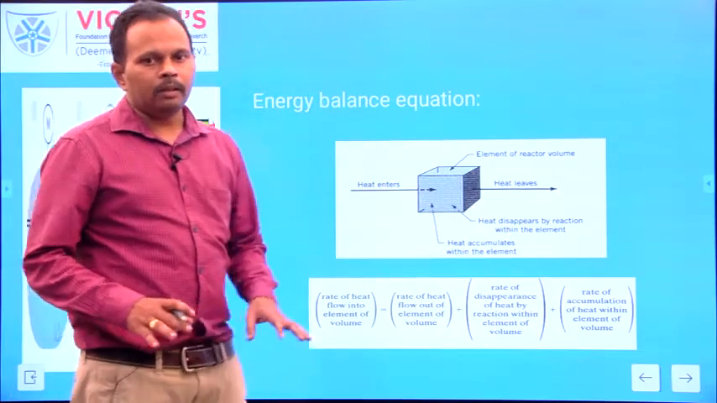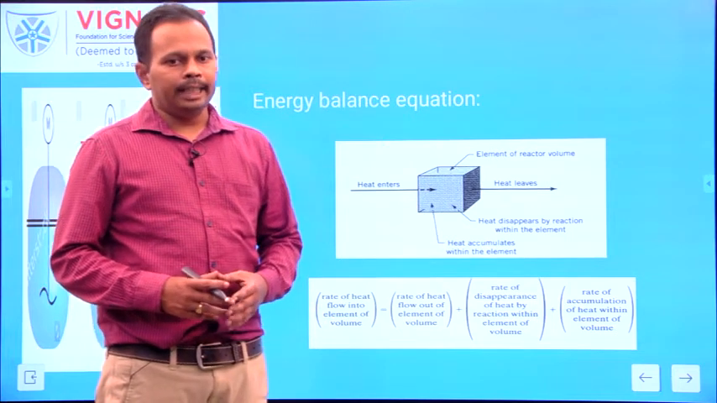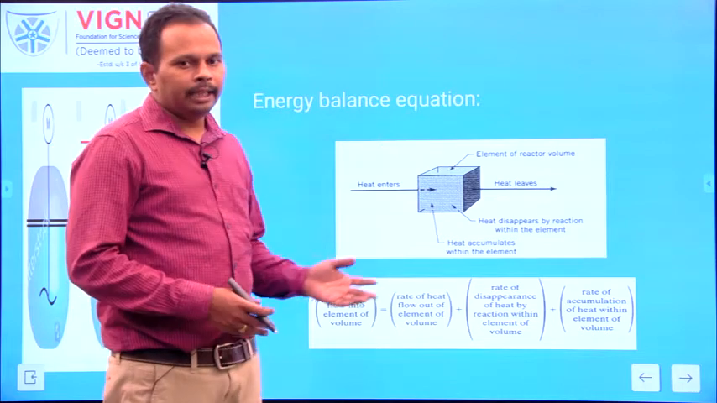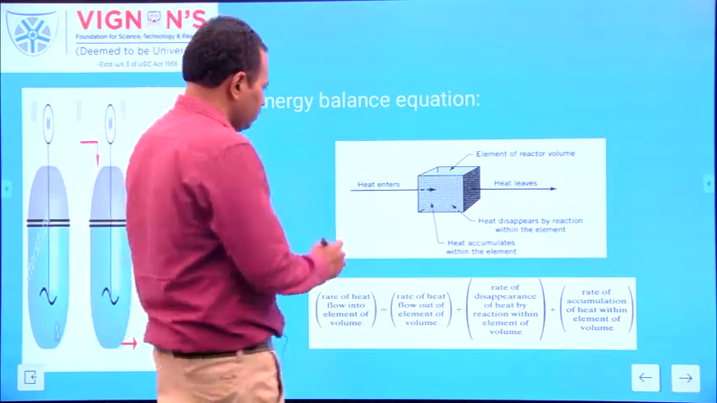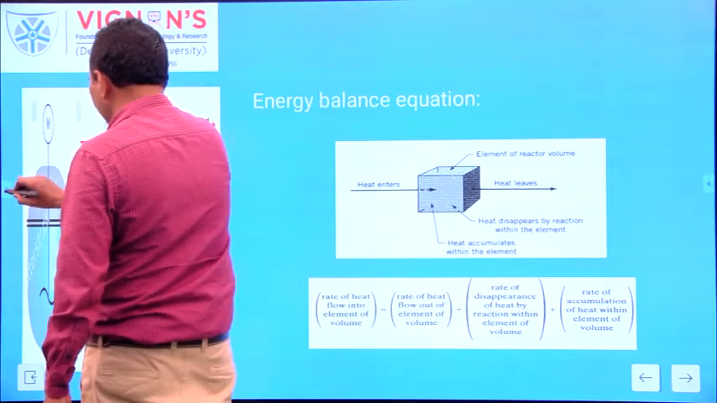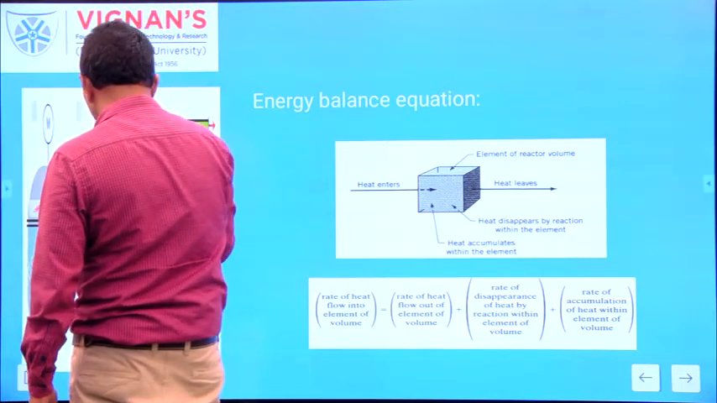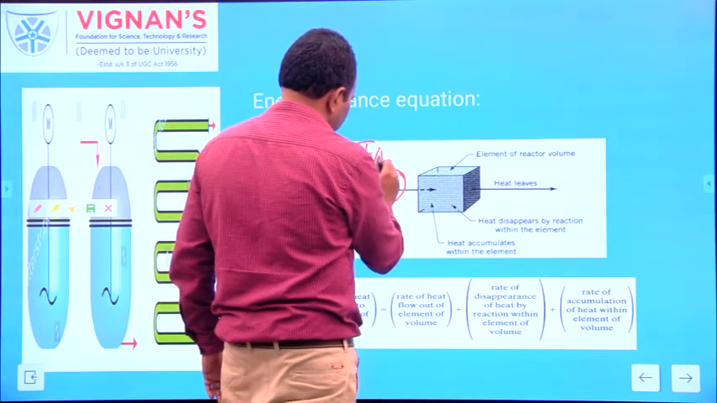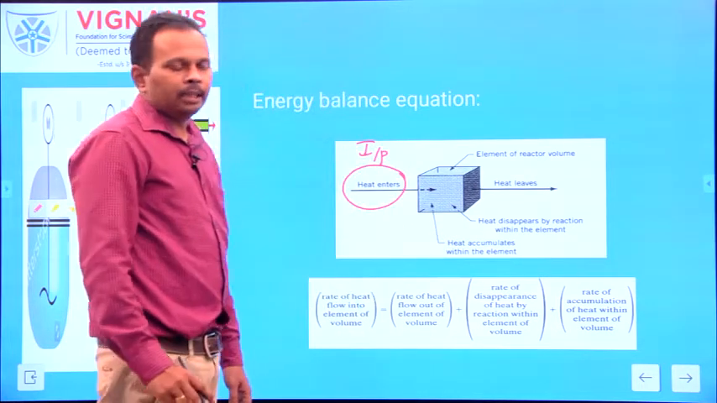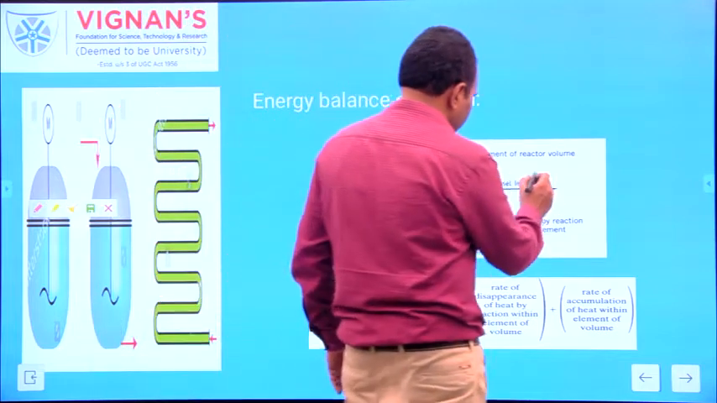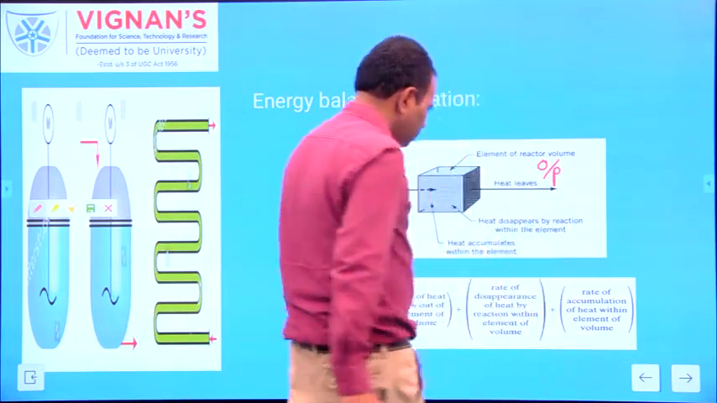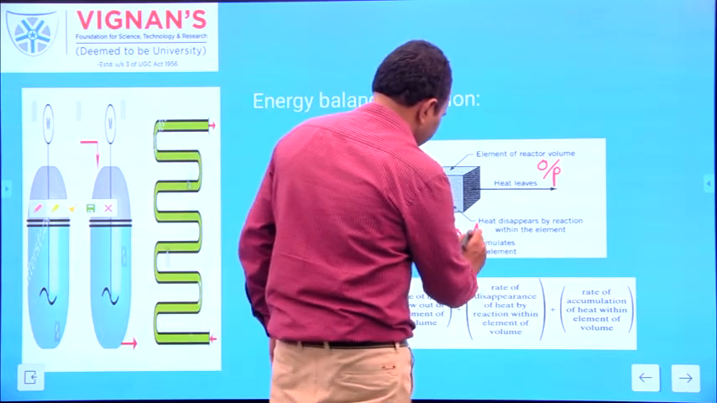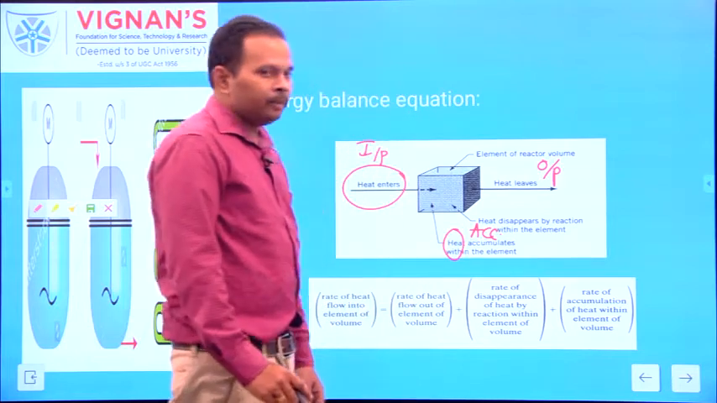So here this is also a cubical volume taken from the reactor volume. Whenever the temperature is not uniform within the reactor, we apply the energy balance equation. Here also the heat enters into the reaction, similar to the mass balance. This heat enters, that is the energy input into the cubical element of volume. The heat leaves, that is the energy output, and also the heat accumulates within the reactor, this accumulation, and also heat disappears due to chemical reaction.